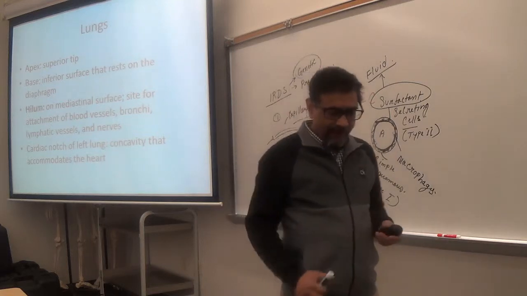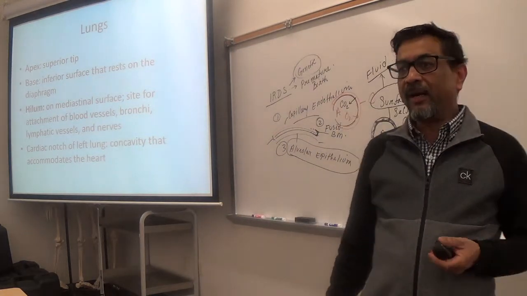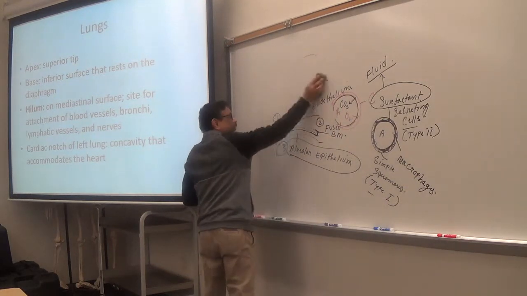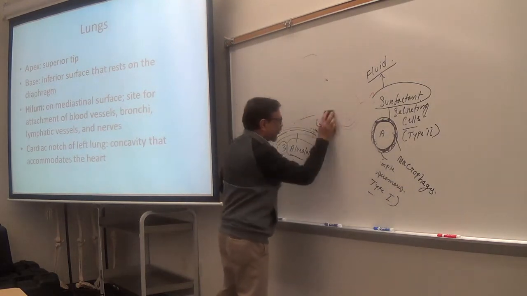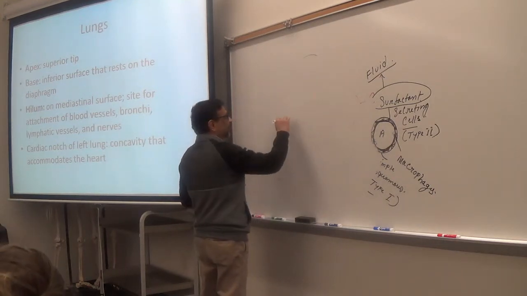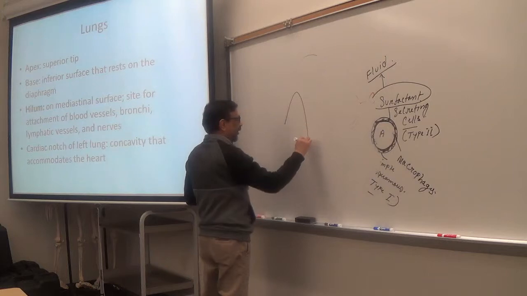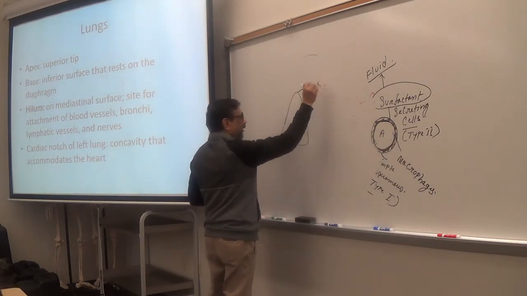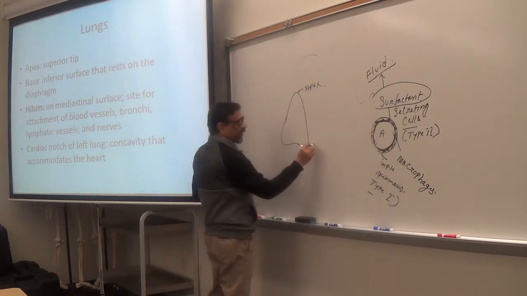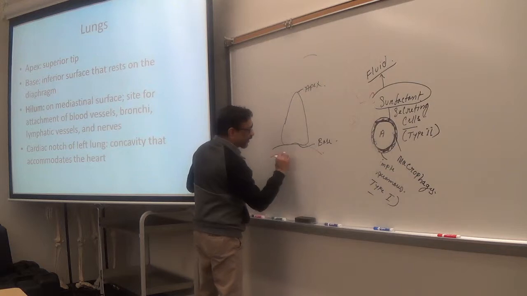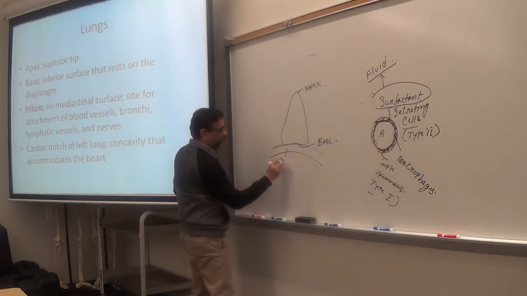If you see the anatomy of a lung, it has an apex, which is the top pointed part. This part is called the apex. Bottom part is called the base. And the base rests on the diaphragm.